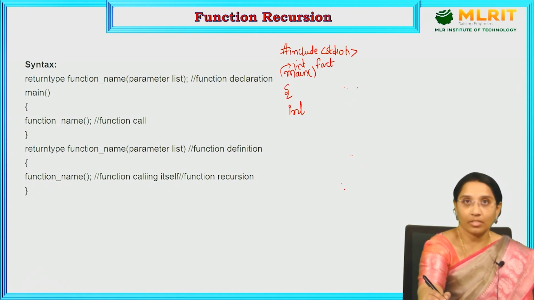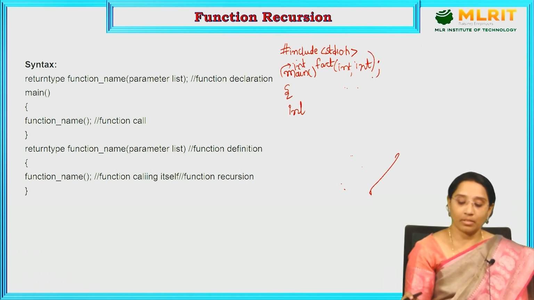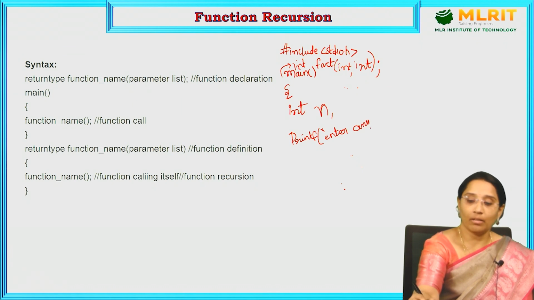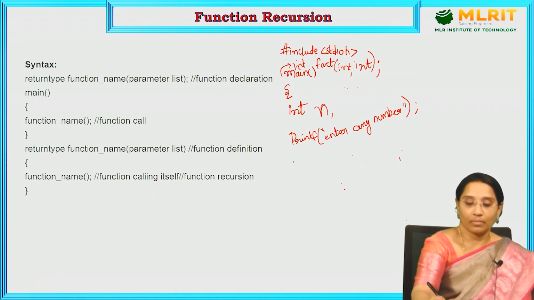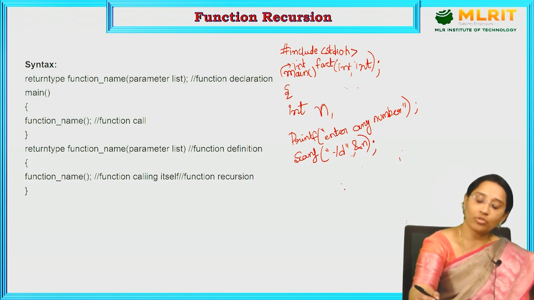So here just take the variable return type. Have we seen in the last session how to declare a function, the syntax of the function declaration: return type, function name, and the parameters. So int, we will declare whatever variables we will use there, int n. Then printf, enter any number, scanf %ld comma address of n. Here we have used n, so we have declared it.